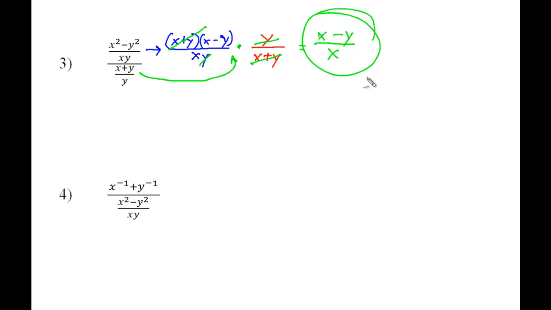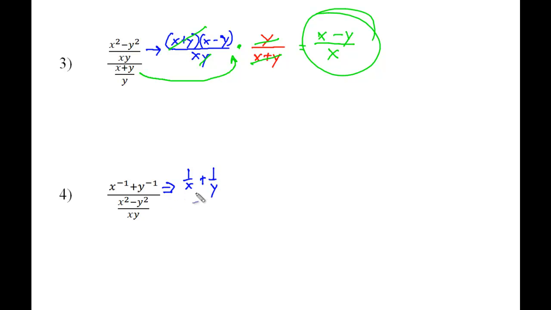Problem number 4. Whoa, look at that weird numerator with those x to the negative 1 power problems. This might be a little bit of a tricky thing for you to remember from your previous course, but x to the negative 1 power is like writing, and I'm just doing the numerator here, 1 over x, because it's x to the negative 1, so it's 1 over x plus 1 over y.